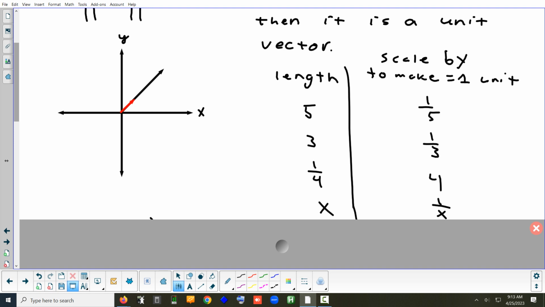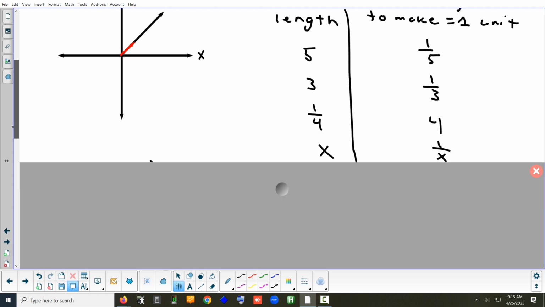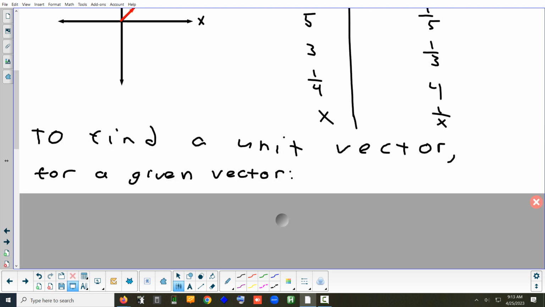If you scale something by its reciprocal, okay? 5, 1/5. 3, 1/3. 1/4, 4/1. If you scale something by the reciprocal of its length, it will force it to always be 1 unit long. That's the pattern. So let's write that down. So how do you find a unit vector if you're just given some random vector? Well, you either have to make it longer or you have to make it shorter to make sure it's 1 unit.